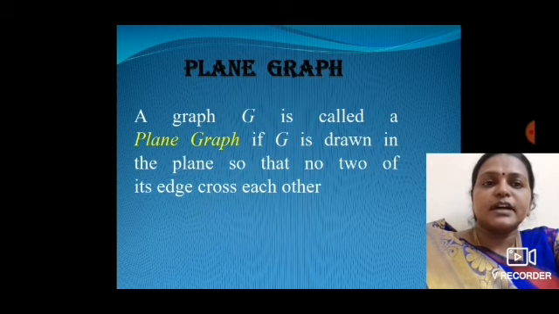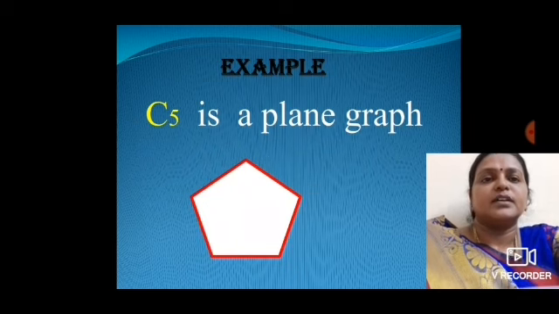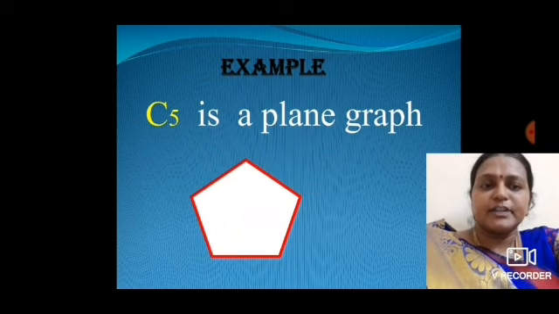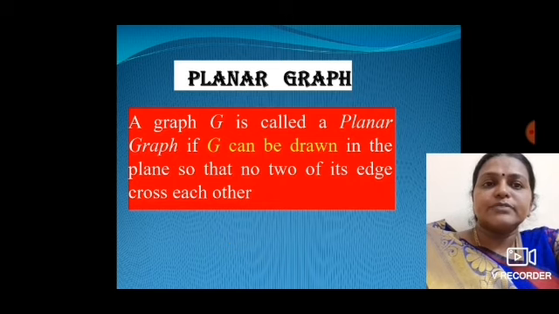Plane graph. A graph G is called a plane graph if G is drawn in the plane so that no two of its edges cross each other. Example, C5 is a plane graph. Let's see the difference between planar and plane.